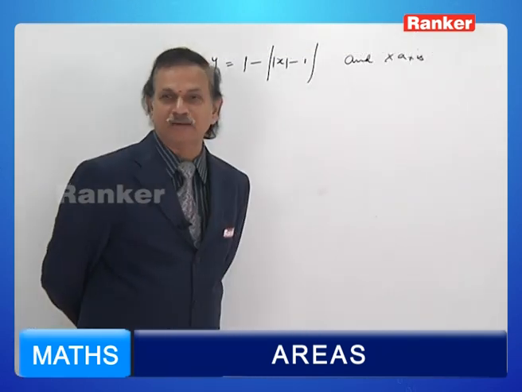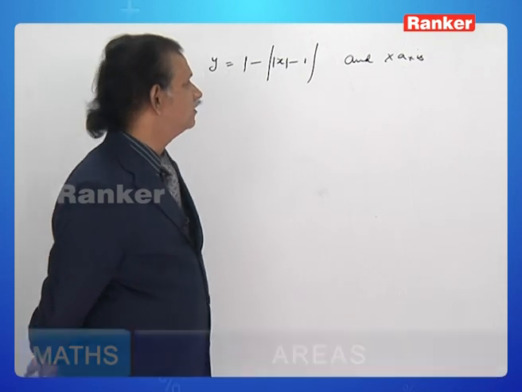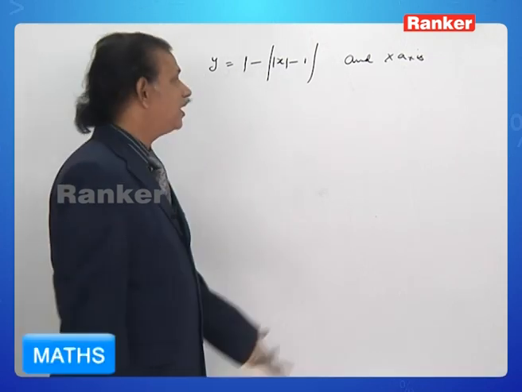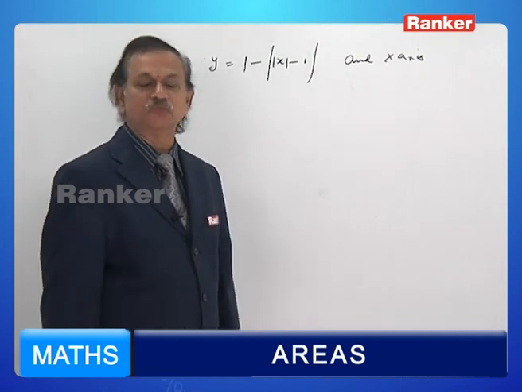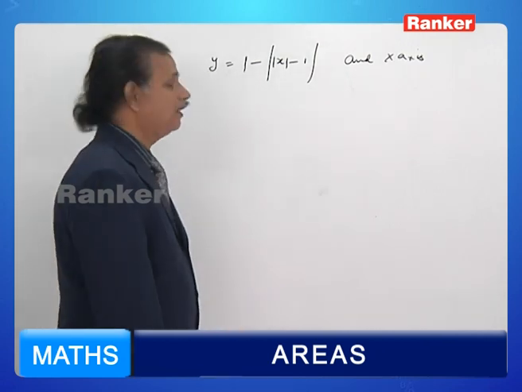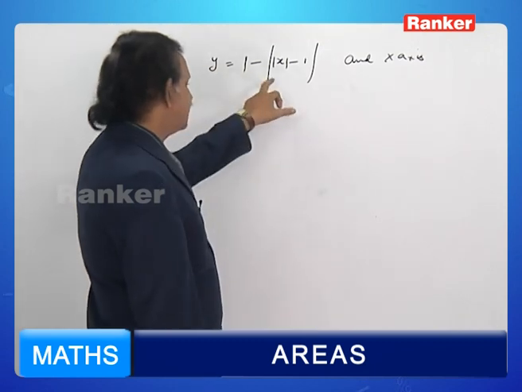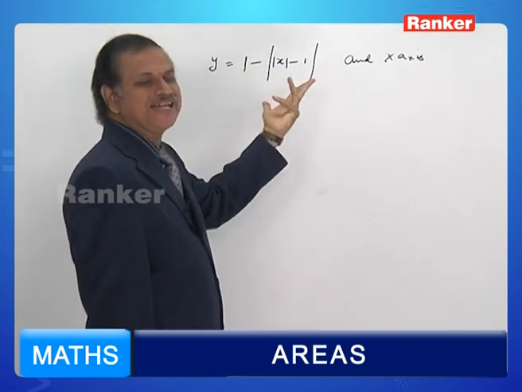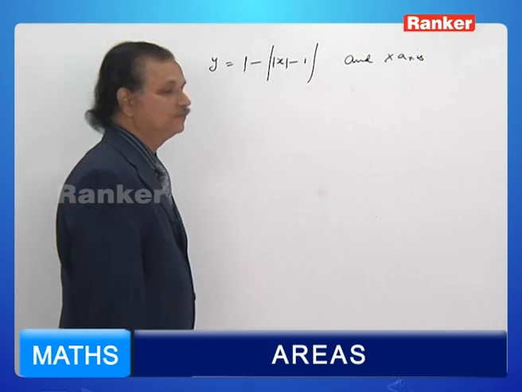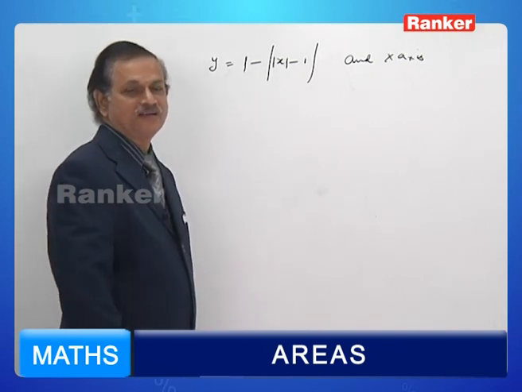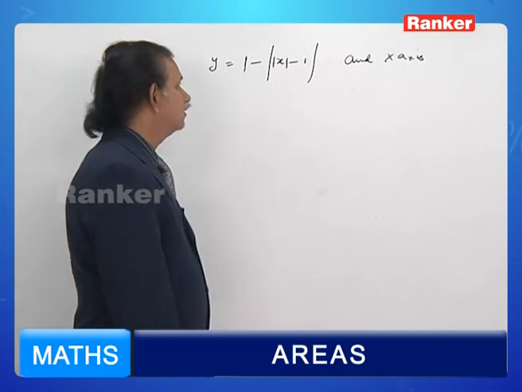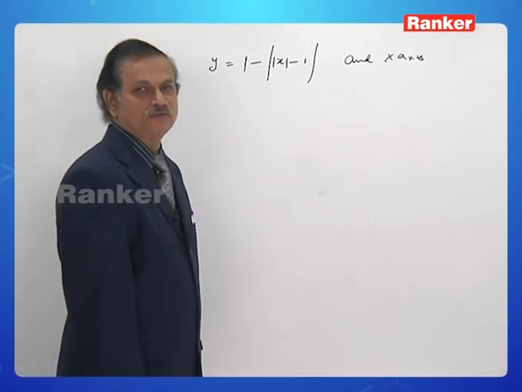y equal to 1 minus of mod x minus 1 on x-axis. Here also, the role of the graph is very important. First of all, let us observe where this cuts or meets x-axis. y is equal to 0. Mod of mod x minus 1 is equal to 1.